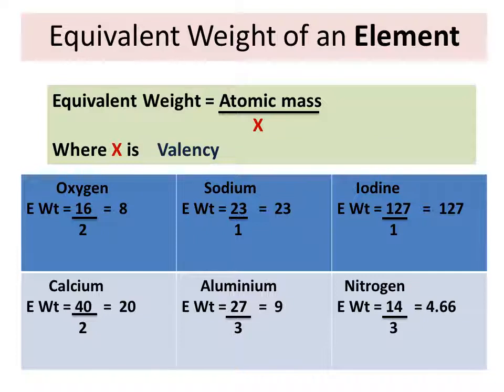And in case of nitrogen, the valency of nitrogen is 3. Its atomic mass is 14. So let us put that value, 14 upon 3, and that comes out to be 4.66. So the equivalent weight of nitrogen is 4.66. So this is how we are going to calculate the equivalent weight of elements.